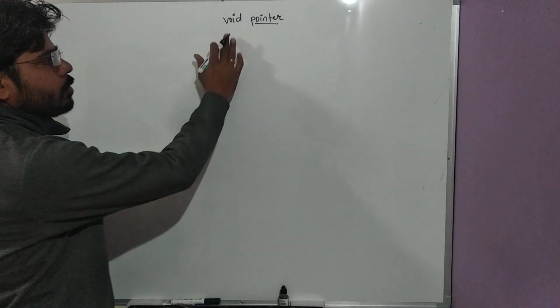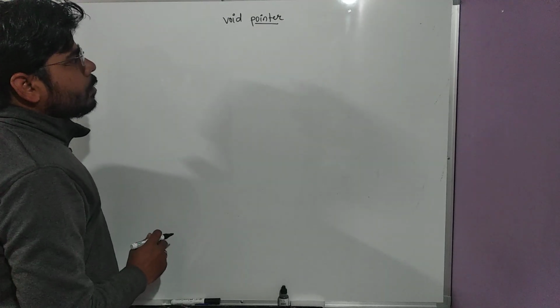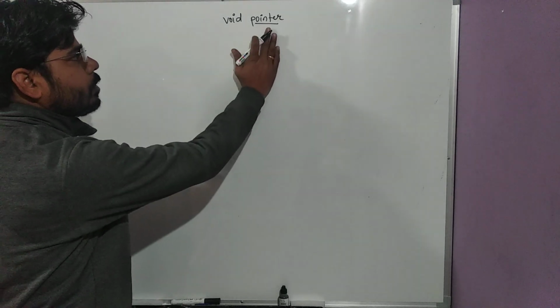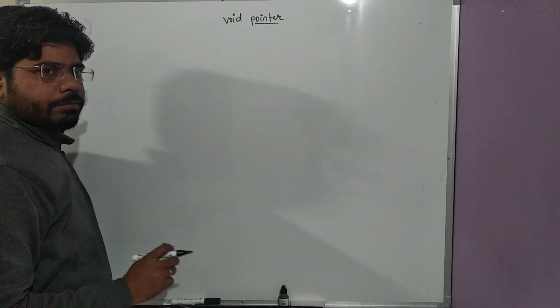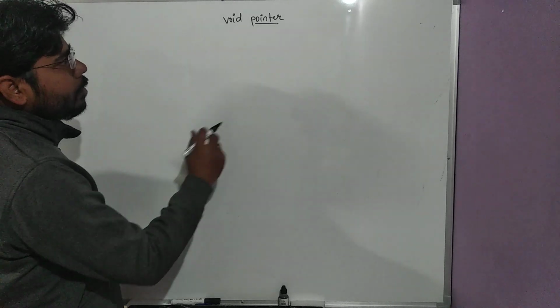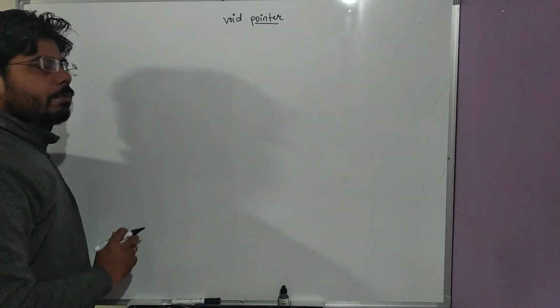To understand this void pointer, first you need to understand what is pointer. Okay. So, what is pointer? Pointer is a variable which is used to hold the address of some variable. Okay. Now, what is the meaning of this void pointer?